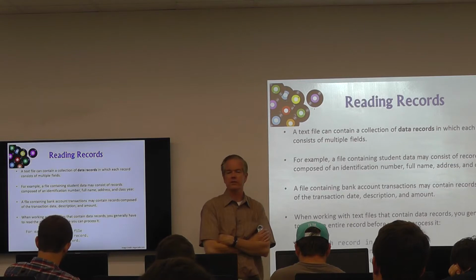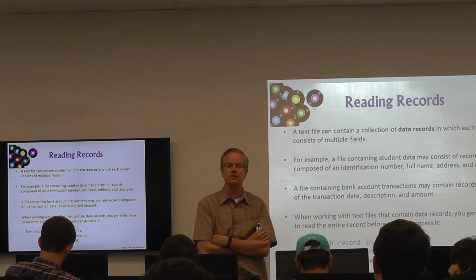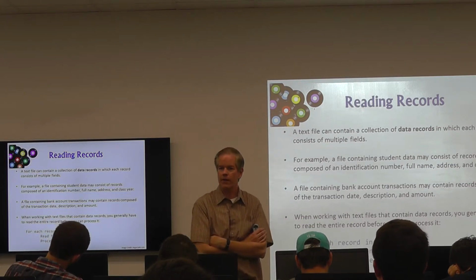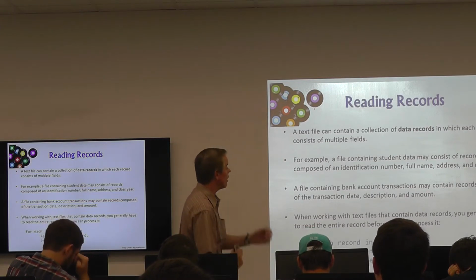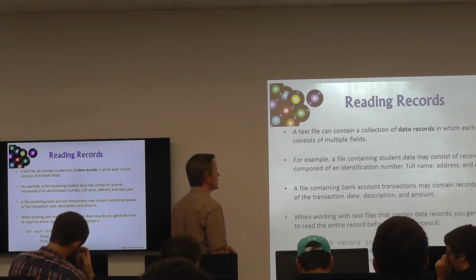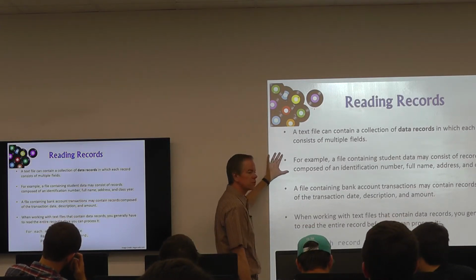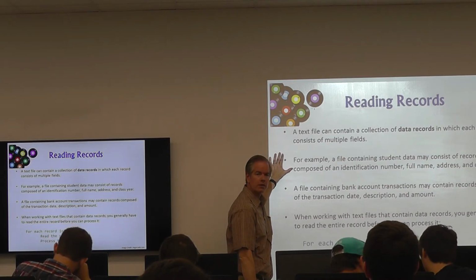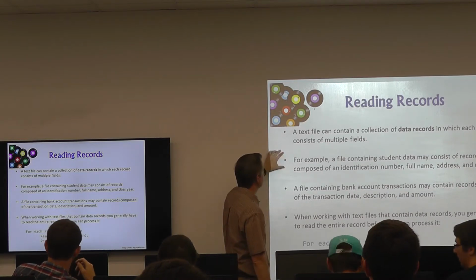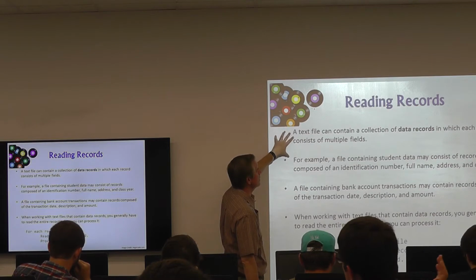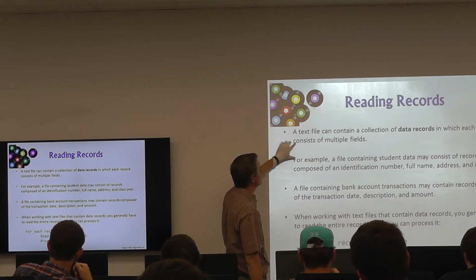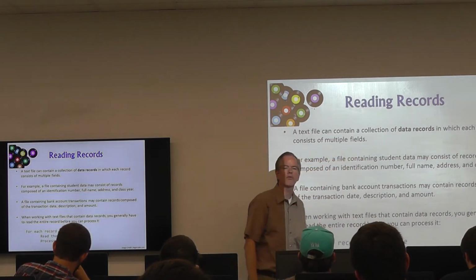So what is a record? A record is a collection of data items in a data file that are all related together. In all honesty, the language doesn't really have anything special to deal with this, so the responsibility for grabbing the entire record comes down to you and your programming skills. A text file can contain a collection of data records in which each record consists of, and here comes the key, multiple fields.